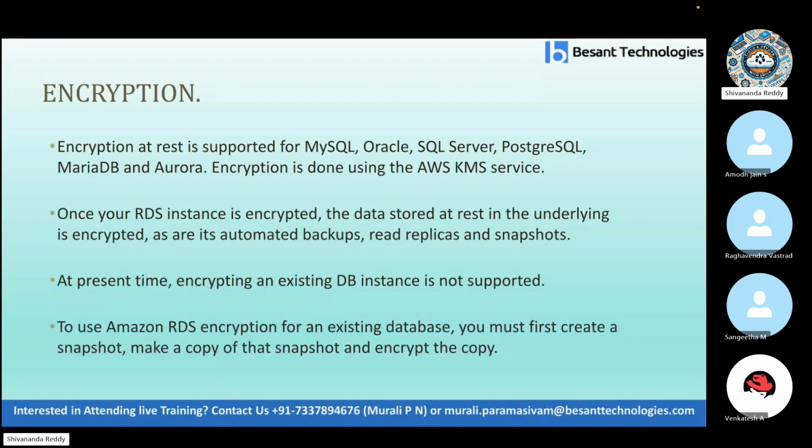Then encryption. Encryption at rest is supported by MySQL, Oracle, SQL Server, PostgreSQL, MariaDB and Aurora. Encryption is done using the AWS KMS service. Once your RDS instance is encrypted, the data stored at rest is encrypted, as are its automated backups, read replicas and snapshots. At present, encrypting an existing DB instance is not supported. To use RDS encryption for an existing database, you must first create a snapshot, make a copy of that snapshot and encrypt the copy.